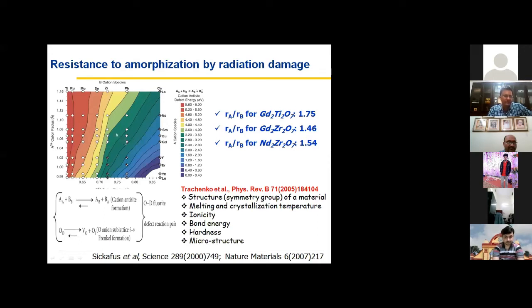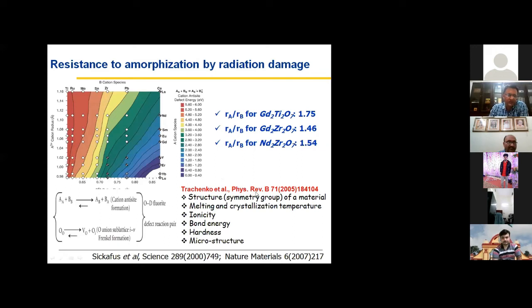If I take cations like gadolinium and zirconium, in this case the sizes of these two are similar, or maybe we can say the difference between the sizes is small. So that's why they can easily change their positions, and as a result, this material will not be degraded or amorphized even if you irradiate for a long time. Okay, so that was the theoretical idea when we started this work.